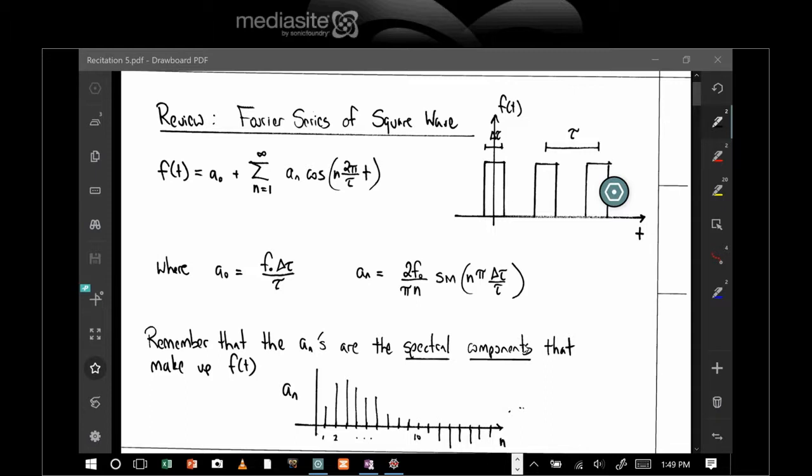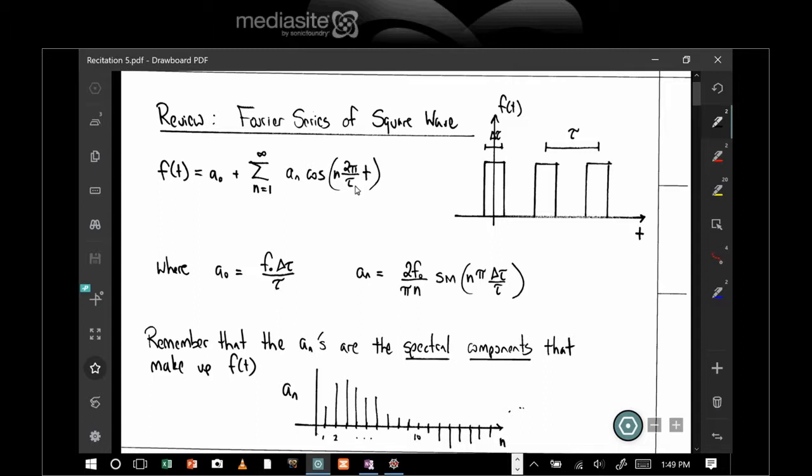So let's review. I want to focus on the Fourier series of a square pulse. We did this in class before, and what I have is a periodic function in time that's a positive square pulse. The function has a period tau, and each pulse has a width delta tau. Last time we derived the Fourier series of this. It's equal to a constant a naught plus an infinite sum of cosines, with a sub n as the coefficient, and then the argument n times 2 pi divided by tau.